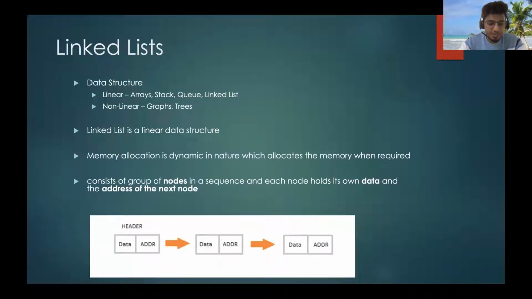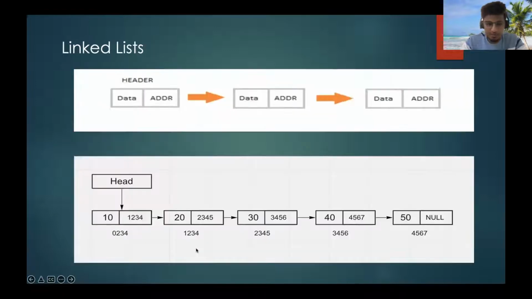With a linked list, the memory allocation is dynamic in nature. It allocates memory then and there as required. So a linked list is simple. It has a group of nodes in a sequential manner. Each node has data and an address of the next node. Basically, it's a pointer which points to the next node.